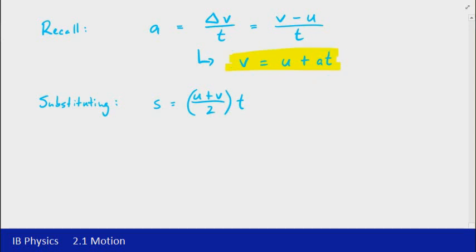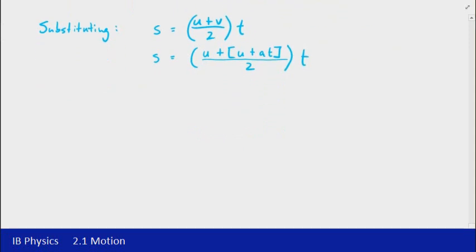So in the next line of working, we'll have s is equal to u plus, and I'll put square brackets around it to make it a bit clearer, u plus at, so there's the expression for v. That's all still divided by 2 and still multiplying by time. Now it's basically just a bit of algebra. If we remove the brackets inside, we get s is equal to 2u plus at all divided by 2 multiplied by t. I'm going to expand the brackets first, so we then end up with 2ut plus at squared all divided by 2.